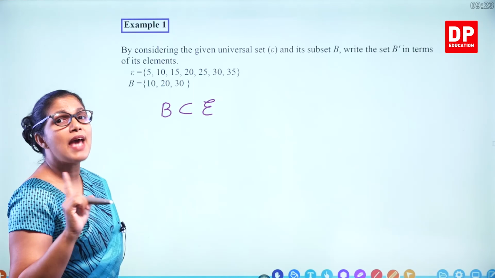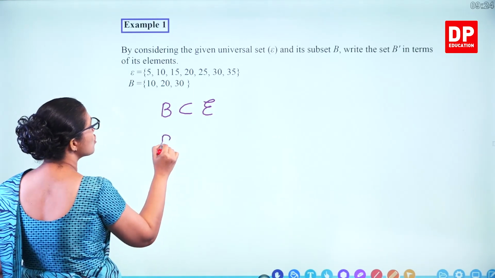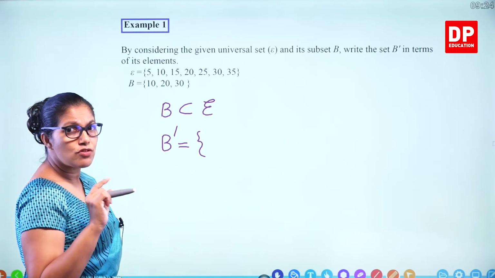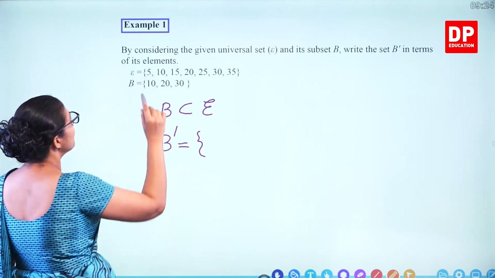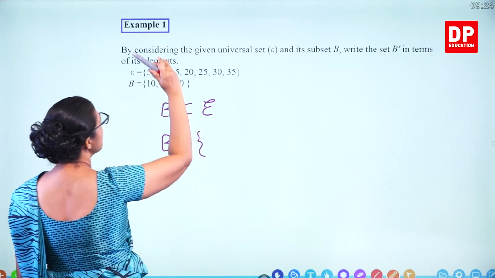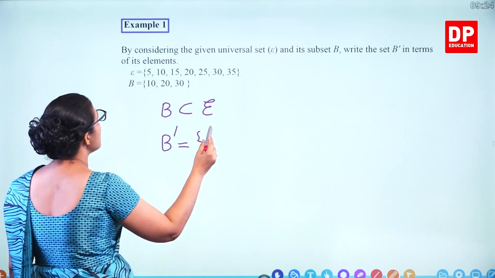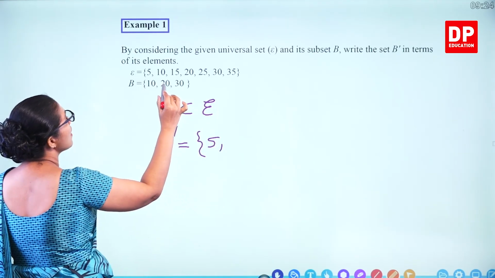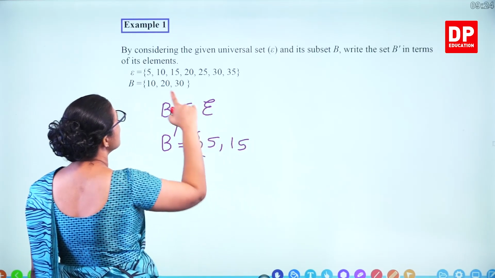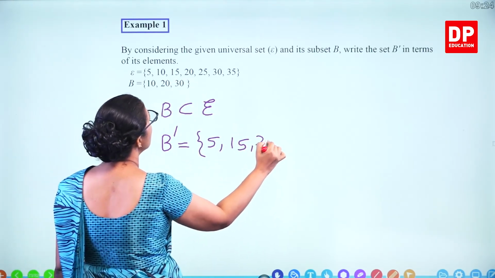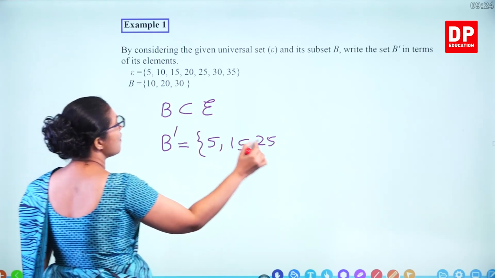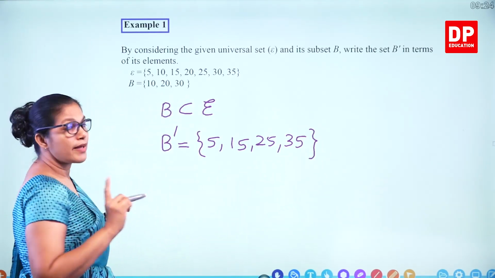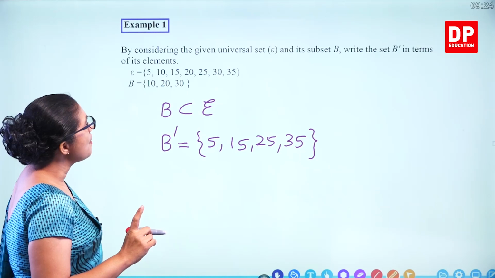Write the set B dash. What's B dash? All elements not belonging to B, but in the universal set. So 5, 15, 20, 25, 35. So you can write all the other elements except the elements in B.